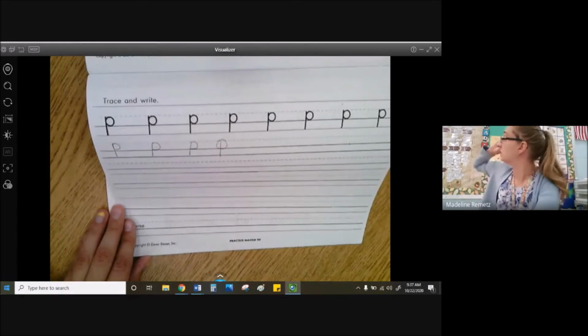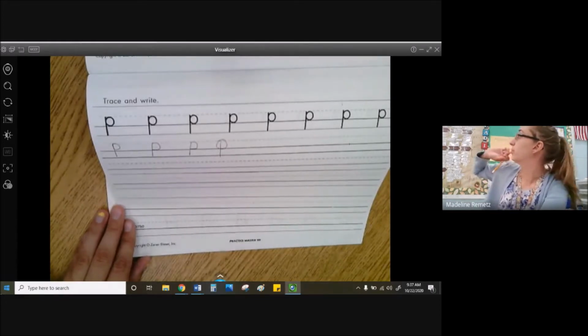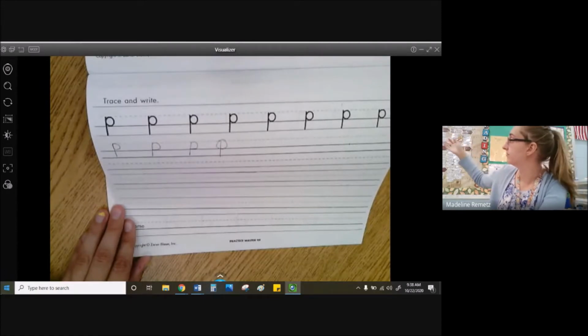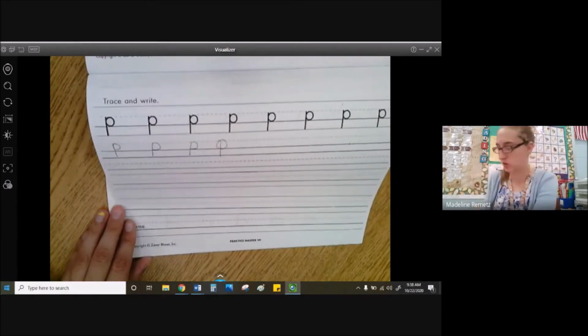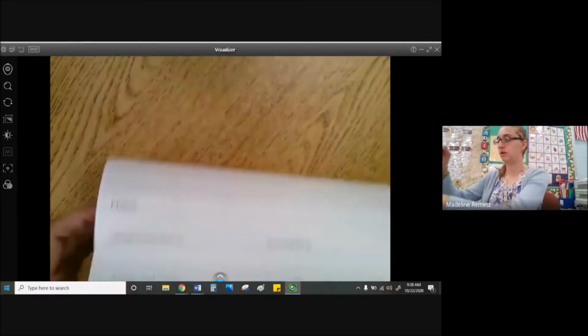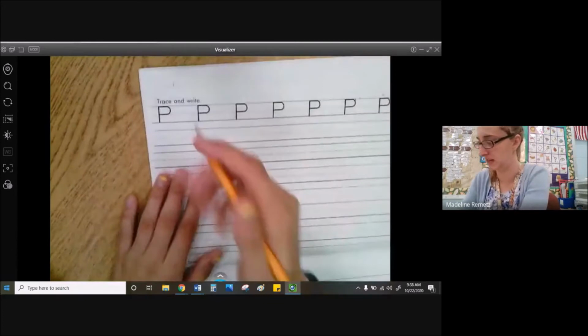JP has an uppercase. Parth has an uppercase. So does Ishan. One day, my friends, one day we'll get those lowercase p's in our names. But let's practice our uppercase P now.